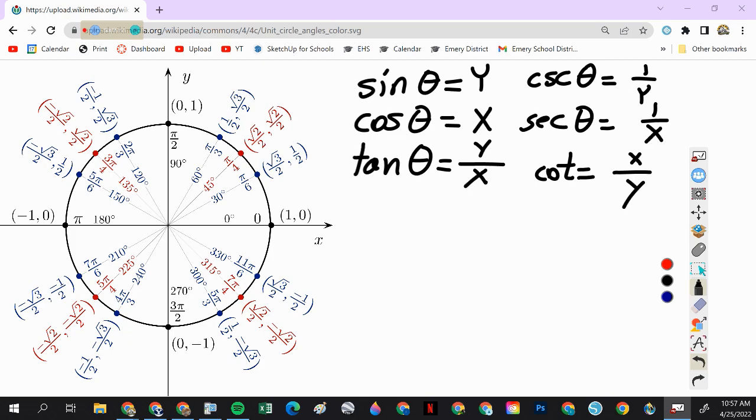So we have cosecant, secant, and cotangent, and they are just reciprocals of the sine, the cosine, and the tangent, respectively. What is the cosecant of 30?